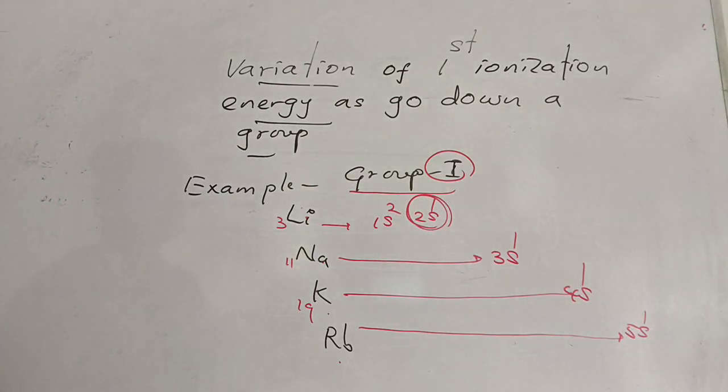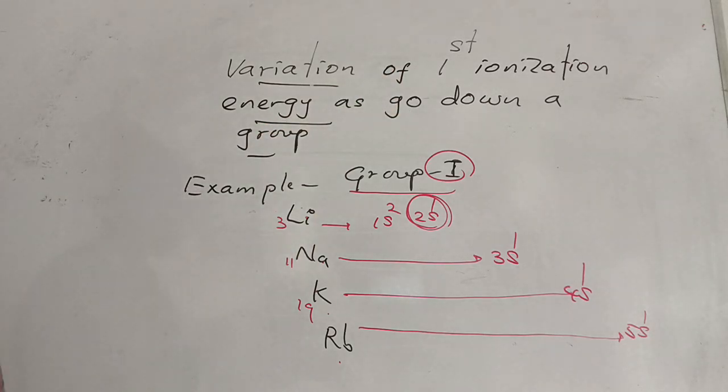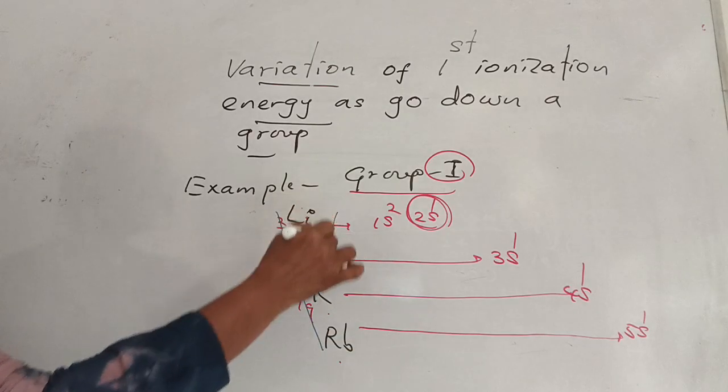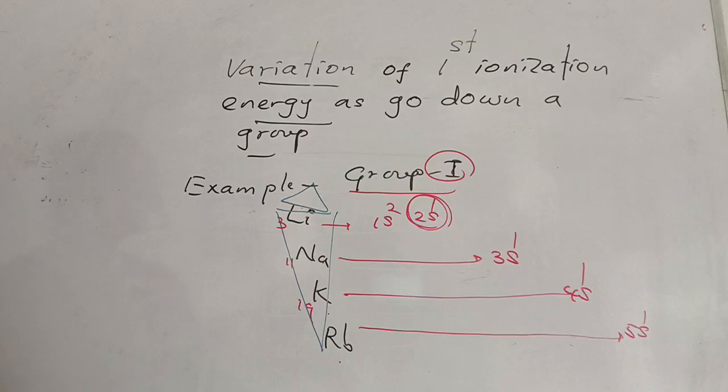So very often the first ionization energy decreases as you go down the group. The highest is for lithium and the least value is for the biggest atom. So the ionization energy decreases, and this can also be represented in graphical form.